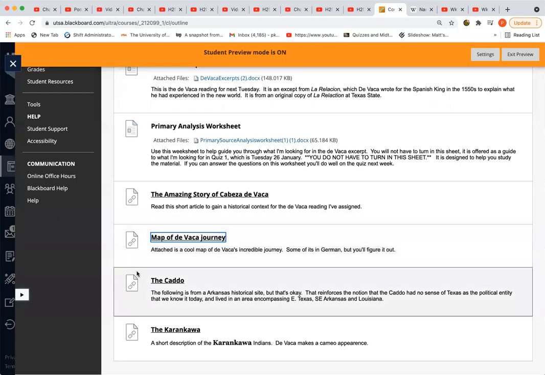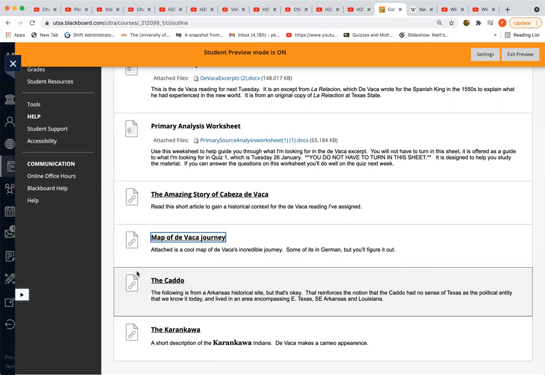And then I have 2 links on the Indian groups that existed. There were many more Indian groups that existed than these 2, but that I talk about that I think are important during this period. One is about the Caddoan Indians who lived in Northeast Texas. And the second one is about the Karankawan Indians who lived along the coast. And the Karankawan Indians were the ones that de Vaca encountered. These are the 2 Indian groups that I want you to know about and the basic features of who they were, what the nature of their society was and their significance.